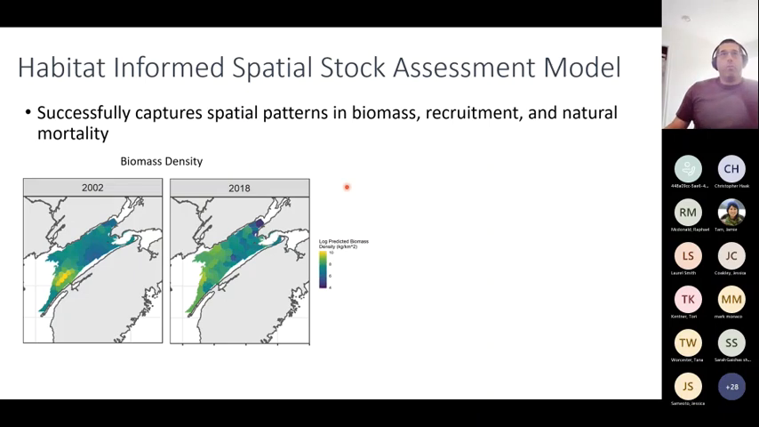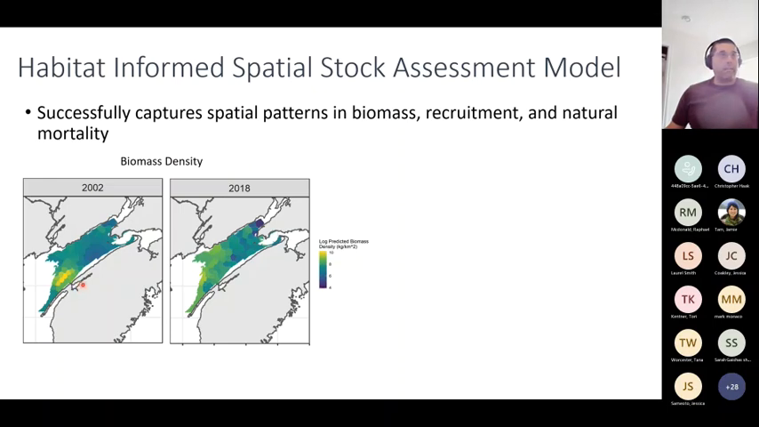And so what we've found is this really does an excellent job of capturing spatial patterns. I'm just showing biomass here, but we also have spatial patterns in recruitment and natural mortality. And we have spatial patterns in fishery removals too. So those are the really key components for our model structure in terms of productivity.